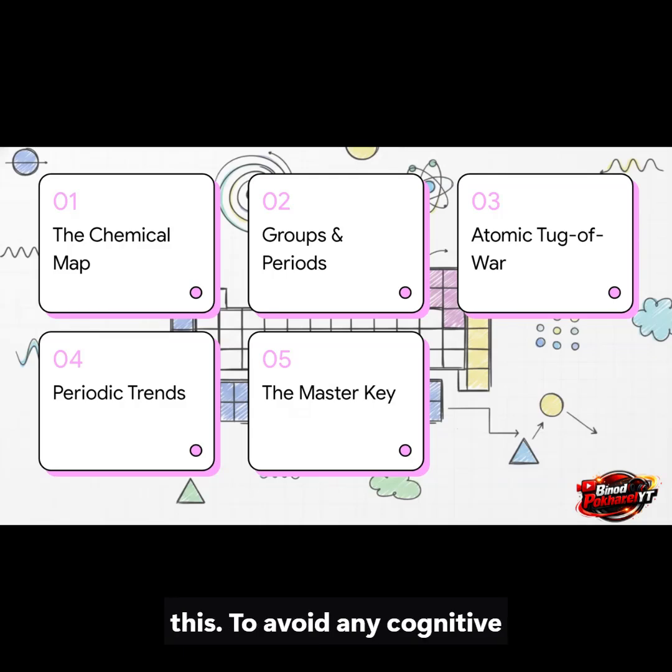To avoid any cognitive overload, here's our roadmap for today. First, the ultimate chemical map. Second, coordinates, groups and periods. Third, the atomic tug-of-war. Fourth, understanding periodic trends. And finally, the master key.